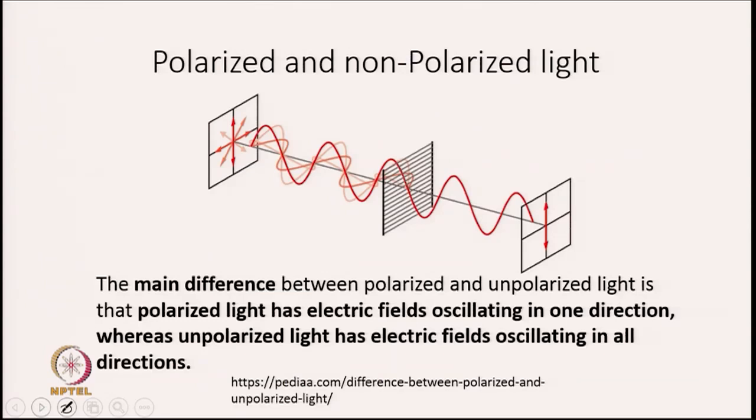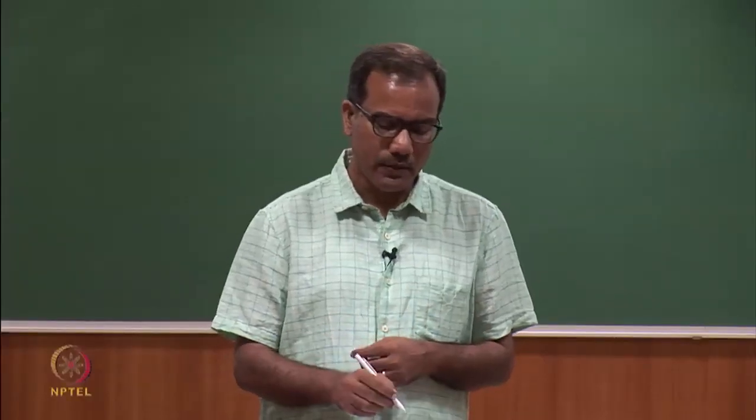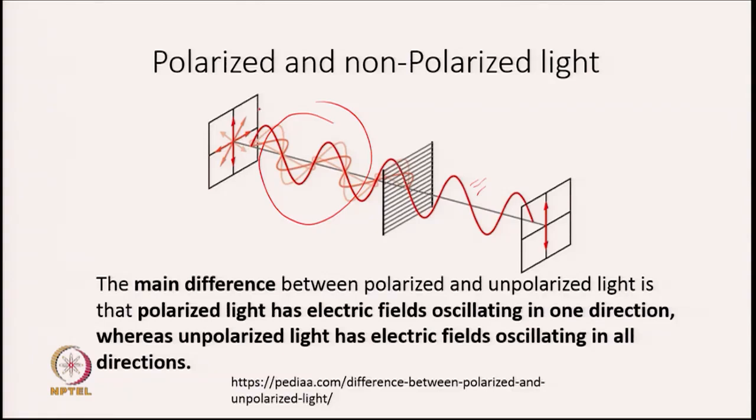Another type of property is polarized and non-polarized light. Polarized light has its electric field oscillating in one direction, whereas unpolarized light has the electric field oscillating in all directions. So, you see that this wave has its electric field oscillating in the y direction, and so this is an example of polarized light. Whereas this light is a combination of different polarized lights, or you can say it is unpolarized light, because in this the electric field is oscillating in almost every direction.